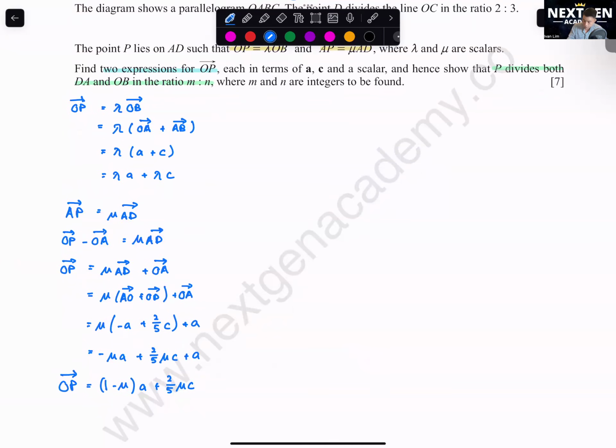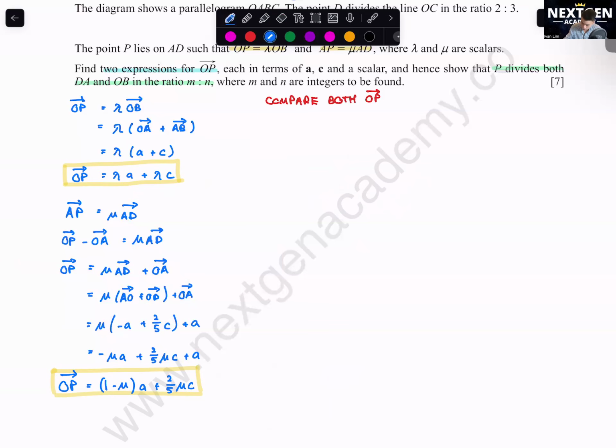So we've got two expressions of OP right now. This and this. Just look back in the past year questions when they ask you this type of vector question. It's often like this one. Then you have to go and compare both of it. Once you are here, you're going to equate both OPs. So compare both OP.